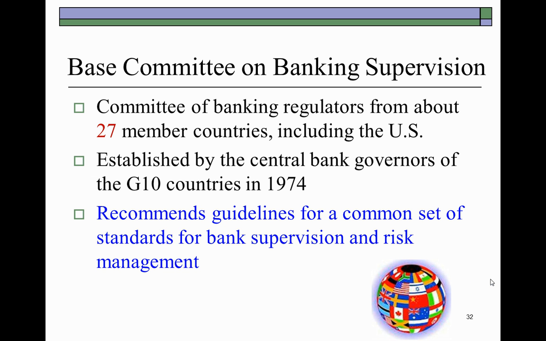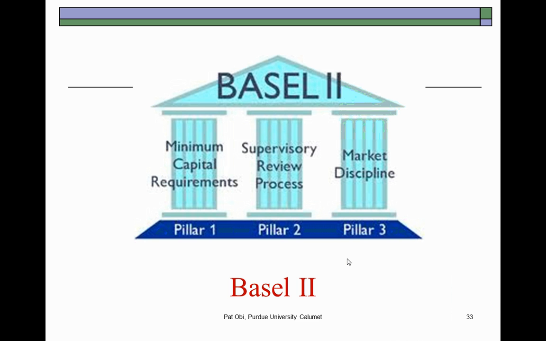The Basel Committee comprises the banking regulators from about 27 countries, and what the committee does is recommend guidelines for a common set of standards for bank supervision and, more importantly, risk management. In Basel II, though, they identified 3 pillars within which to evaluate the performance of banks.